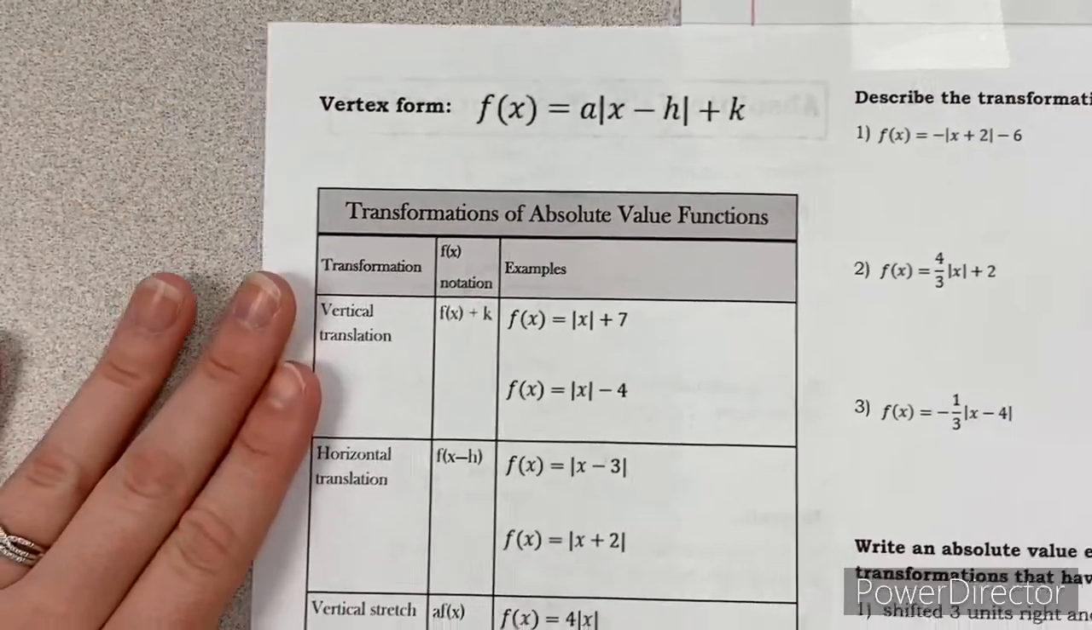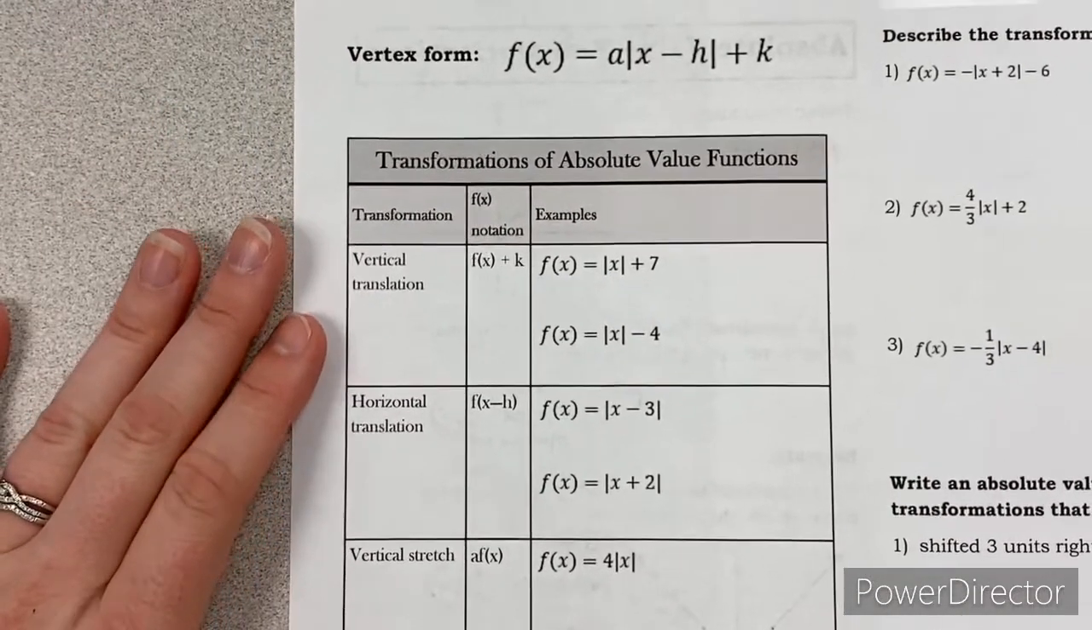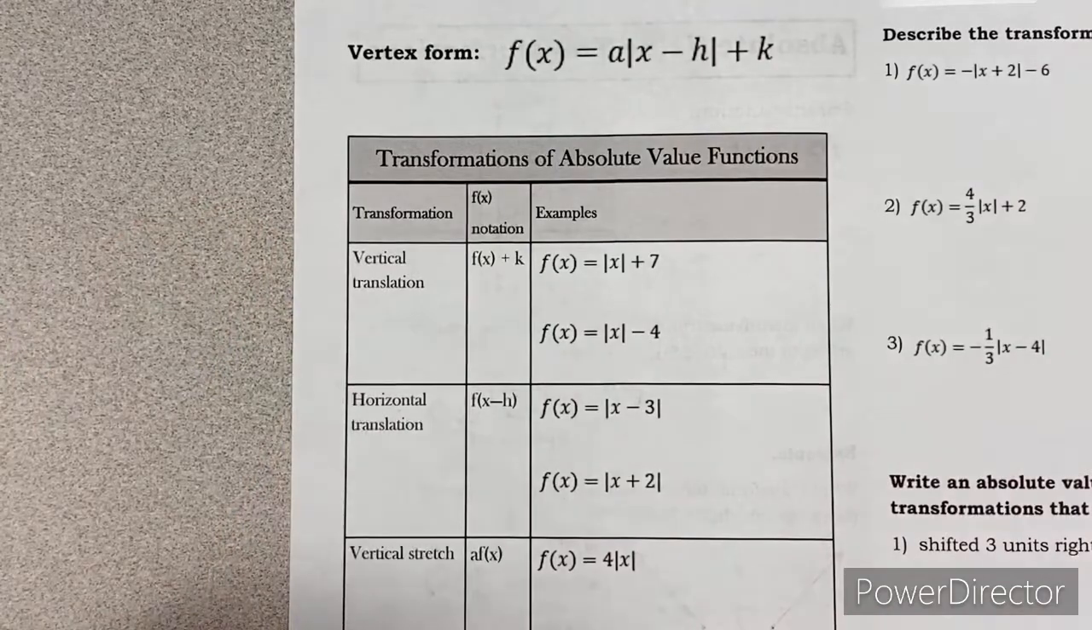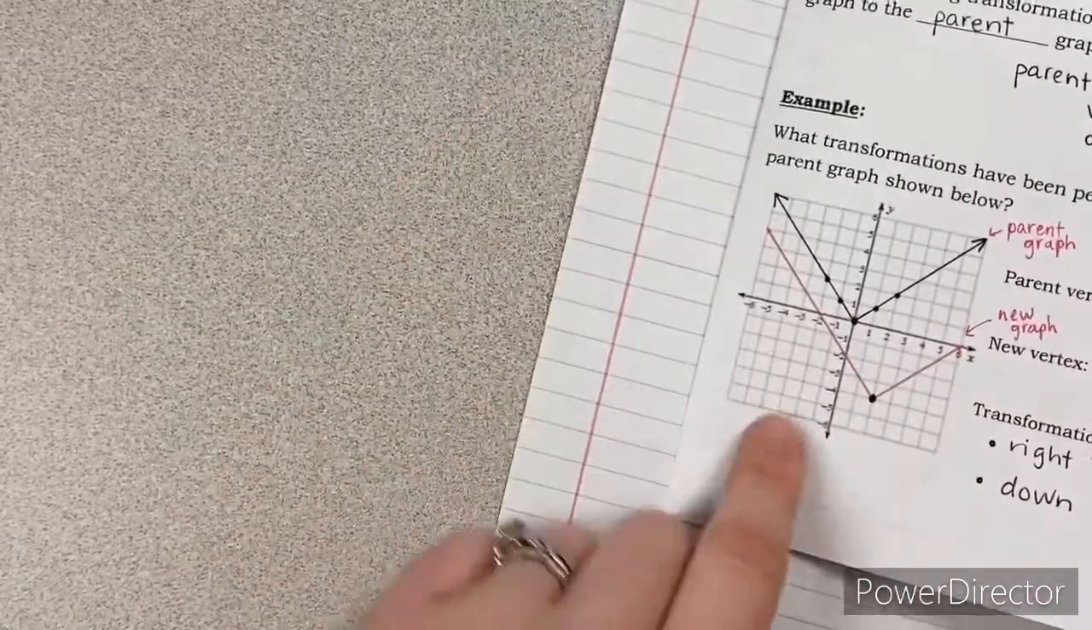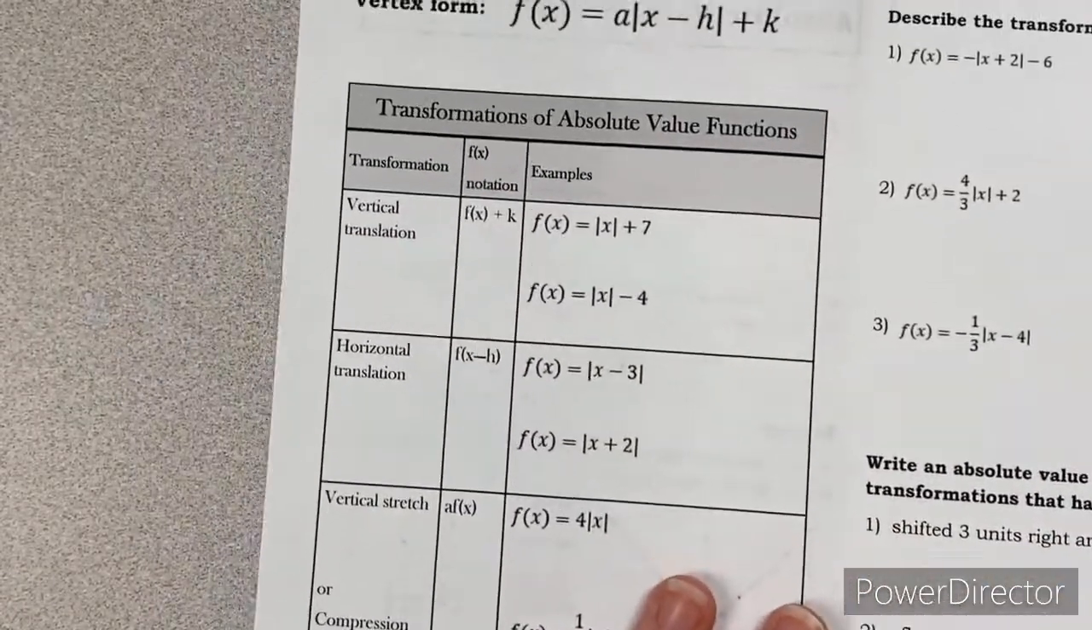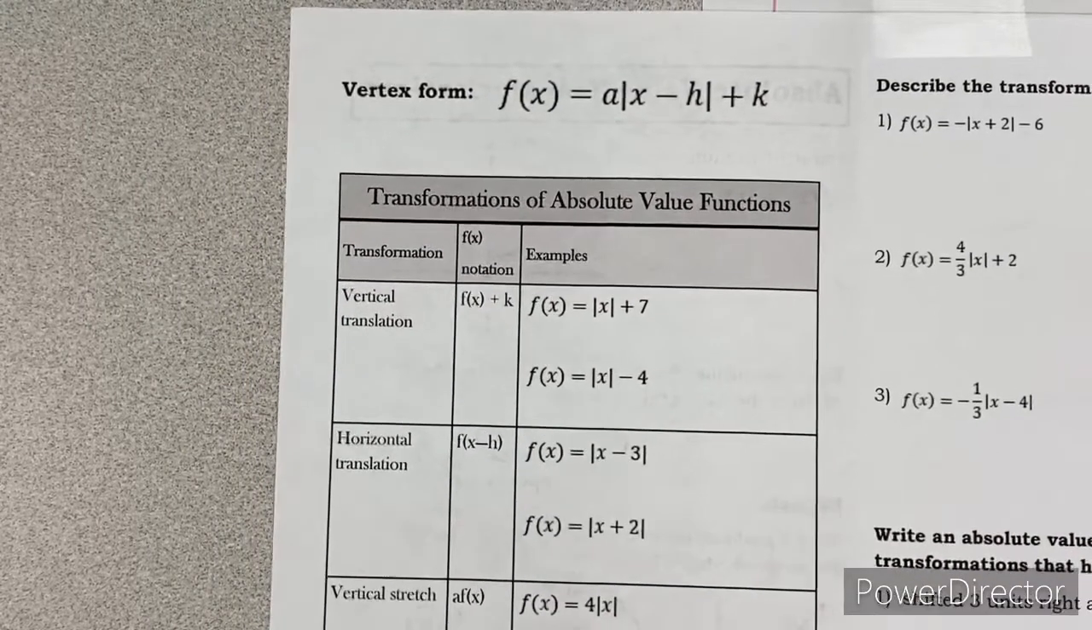Okay? So now let's take a look at that chart. There are 4 types of transformations that we can do to absolute value graphs. We've already talked about 2 of them, which were the horizontal shift and the vertical shift. I just didn't formally tell you them. So we are going to formally talk about all 4. Stick with me because once we start doing example problems, it all kind of meshes together.